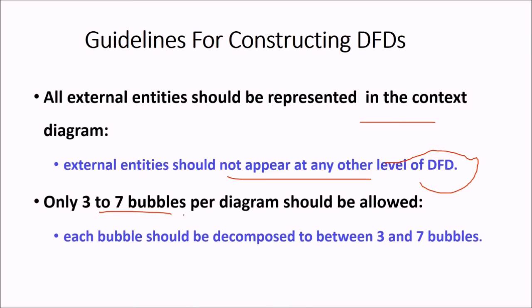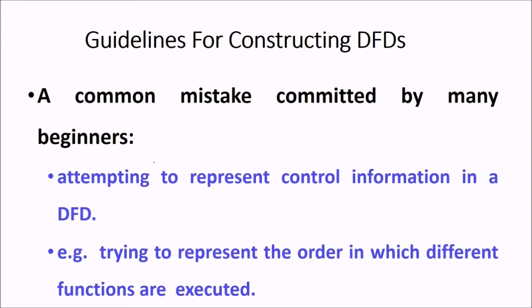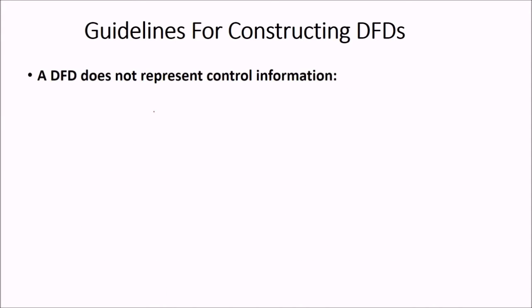3 to 7 bubbles per diagram should be allowed, and each bubble should be decomposed into, say, 3 to 7 bubbles only. A common mistake committed by many beginners is attempting to represent control information in the DFD. For example, trying to represent the order in which the different functions are executed. This is not what you show in a DFD.